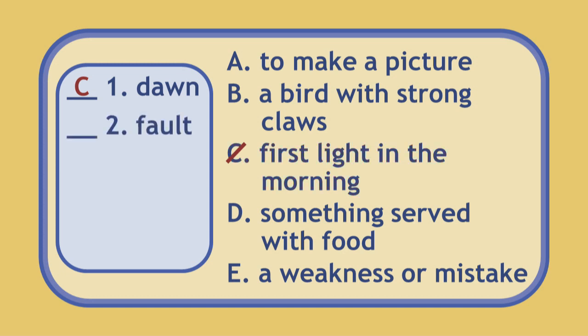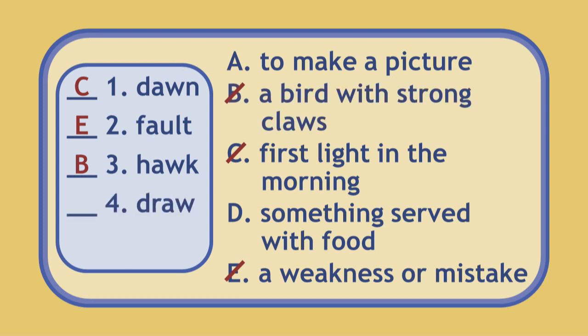How about this one? Which description matches that word? You've got to figure it out. A weakness or mistake is a fault. How about this one? A bird with strong claws is a hawk. This one. Which description matches the word? To make a picture means to draw. Notice I'm crossing each one out, so it kind of gives me an idea, narrows down my choices. So something served with food is sauce.